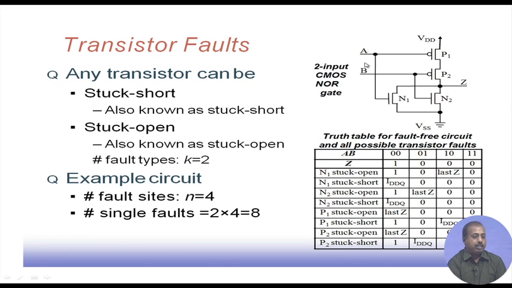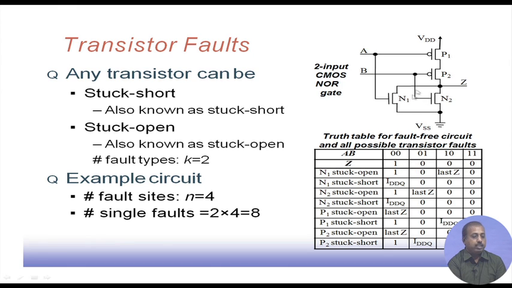Now, if you apply some test pattern, say A and B are the 2 inputs to this 2 input NOR gate, so 0 0, 0 1, 1 0, 1 1. So, these are the combinations. Under fault free condition, this is the output: 1 0 0 0.